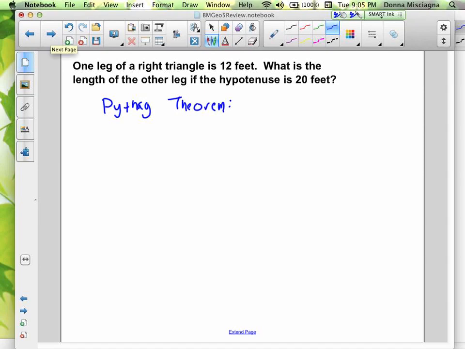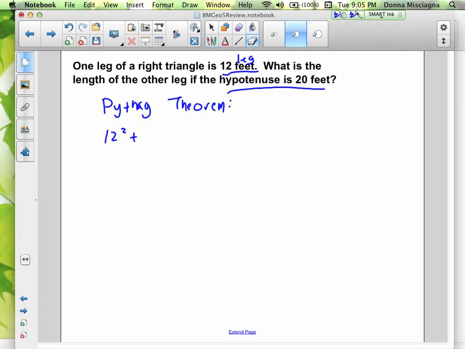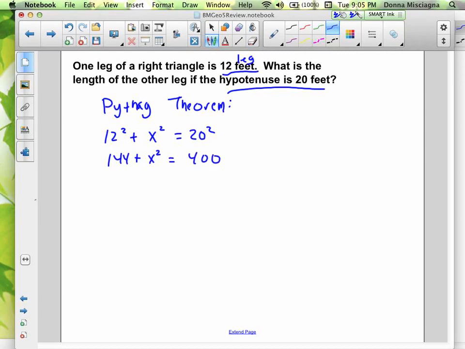All right, so this is a leg. This is the hypotenuse. And we're looking for the other leg, so we have 12 squared plus h squared, whatever variable you like, h, x. Maybe I shouldn't use h because it sounds like hypotenuse. So I'll just use x squared equals 20 squared. So this is 144 plus x squared equals 400. Subtract 144 from both sides. So you have x squared is equal to 256.